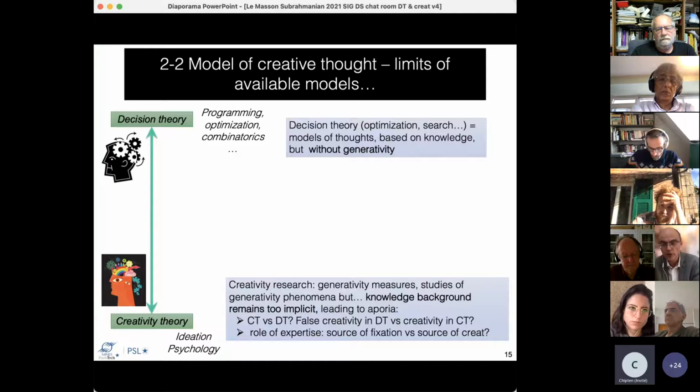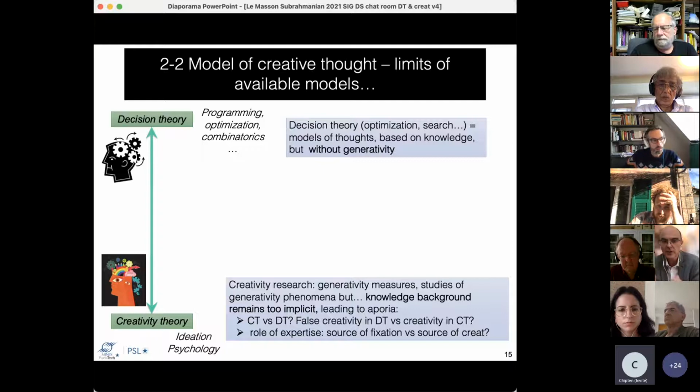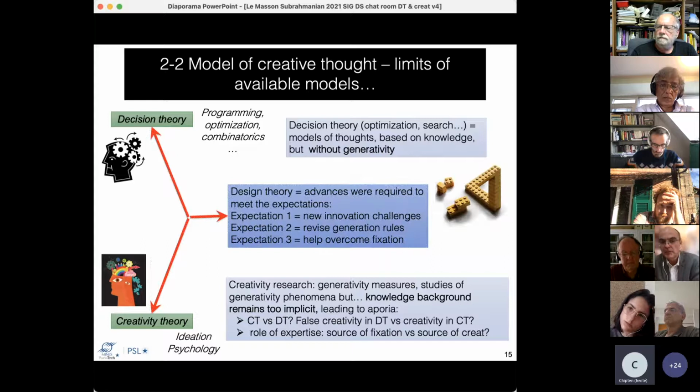The role of expertise is also quite fuzzy. You could consider that expertise is a source of fixation, but it can also be said to be a source of creativity. So this fuzziness of the knowledge background is a problem and it prevents us from completely relying on creativity research models. So we need a design theory that meets the three expectations mentioned before, that has a level of modeling that is equivalent to decision theory, but includes generativity, that has the capacity to account for creativity, but includes the knowledge background.